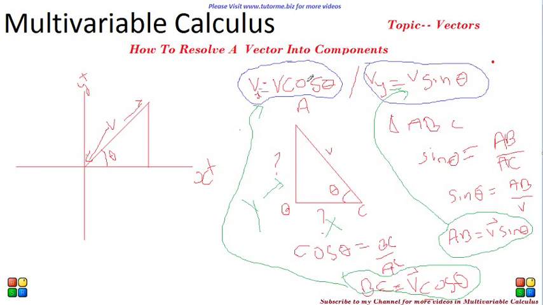In the reverse scenario, if you have the x component and y component of a vector, you can find the resultant vector using this formula: v cosine theta squared plus v sine theta squared, under the radical, and you have your resultant vector, which is the same vector we started with, which is vector v.